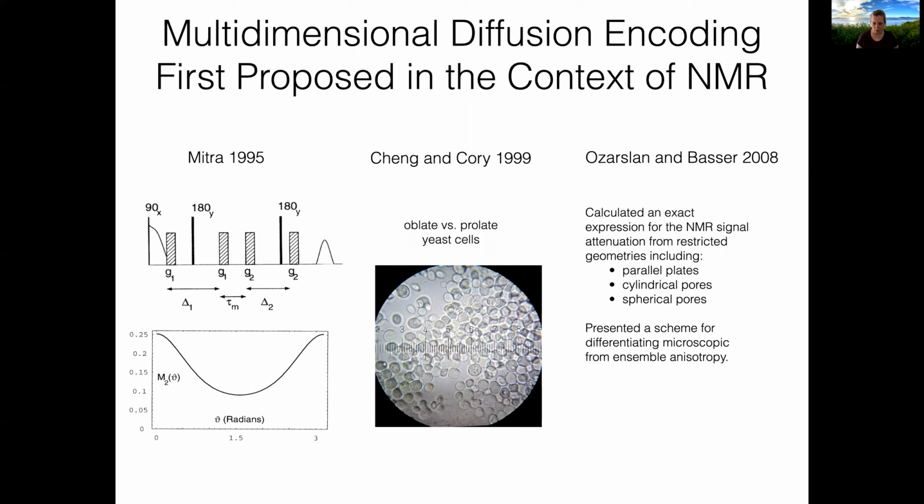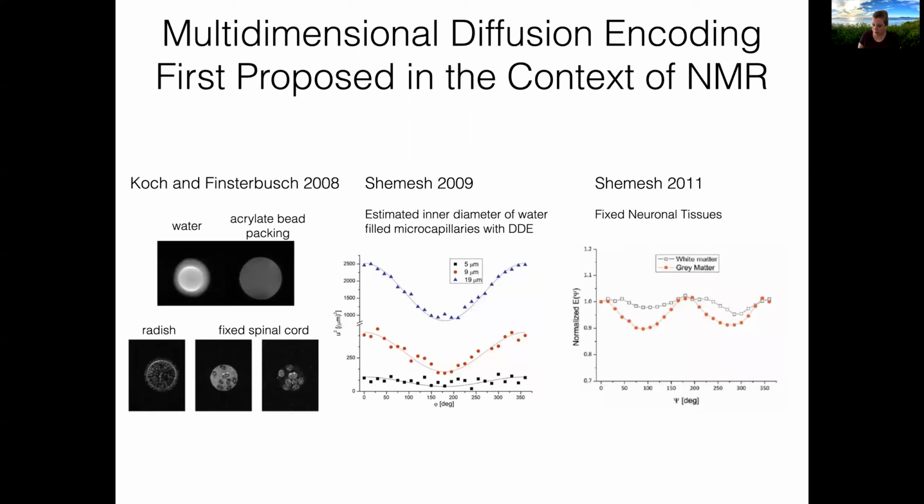Nearly a decade later, Özarslan and Basser presented a theoretical paper, still in the context of NMR, that calculated the exact expression for the NMR signal attenuation from restricted geometries, including parallel plates, cylindrical pores, and spherical pores. And this work built largely on formulas presented by Callaghan. Additional NMR experiments were presented around the same time, demonstrating the angular dependence of double diffusion encoding in polymer beads, radish, and porcine spinal cord, as well as microcapillary tubes and also in fixed neuronal tissue samples.